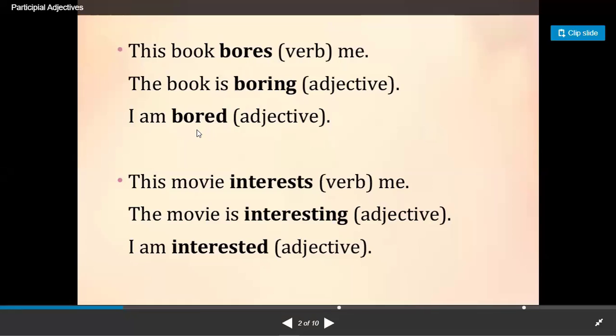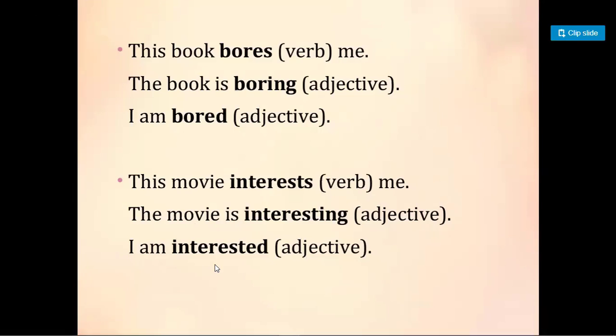Some other rules I'm going to tell you later on. For the moment, just understand how these adjectives are working. So, this movie interests me. Now this is a verb here. The movie is interesting. Here it's an adjective, it's not present continuous tense. We can also say I am interested. I'm interested in this movie.